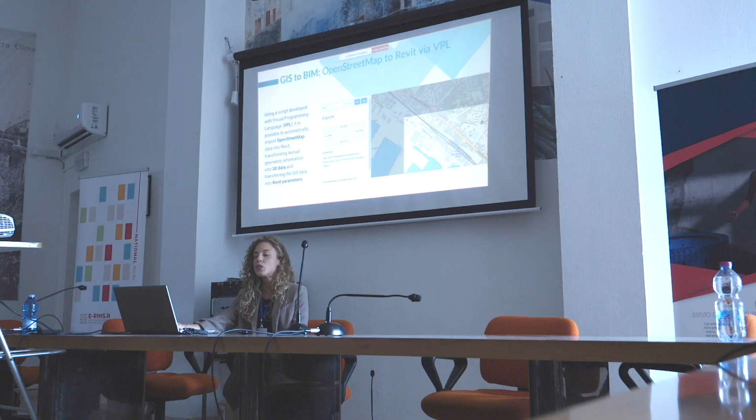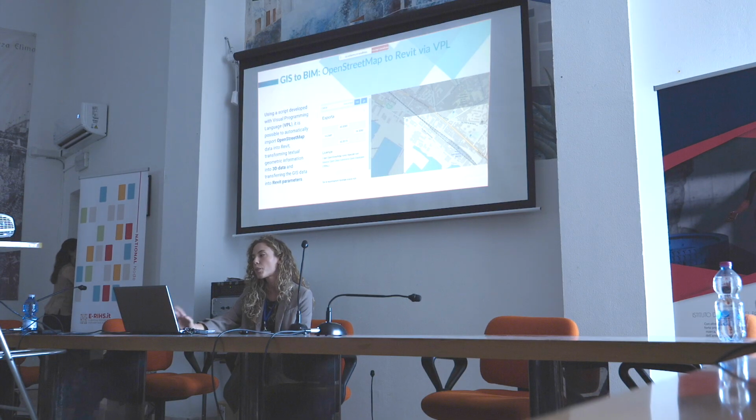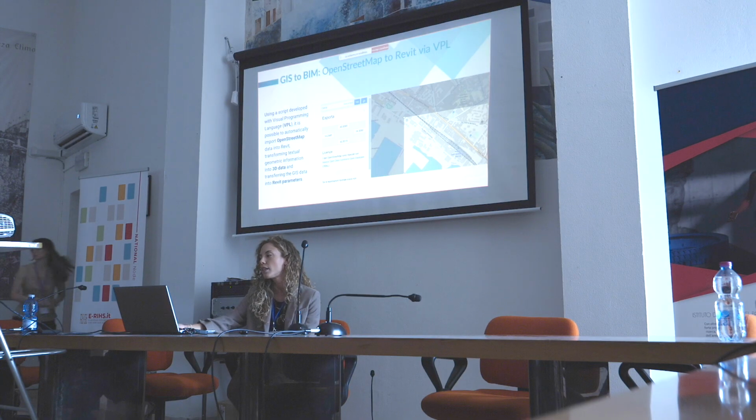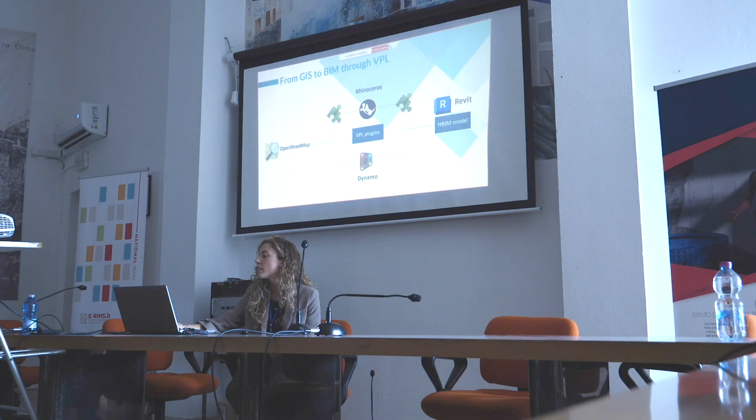Visual programming language, which Christie's also previously showed you, was used to develop a script allowing to automatically import OpenStreetMap data into Revit, transforming the textual geometric information into three-dimensional data, so as to translate the GIS data into Revit parameters. Here is schematized the general workflow from the OpenStreetMap database to the BIM model in Revit through the VPL plugins.